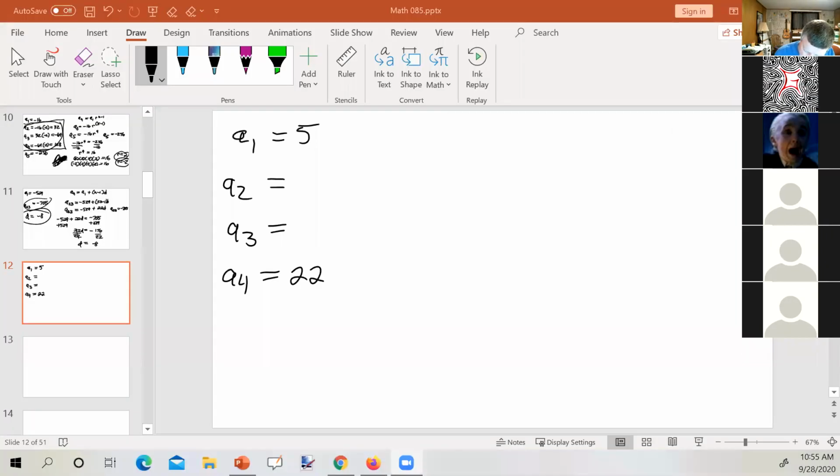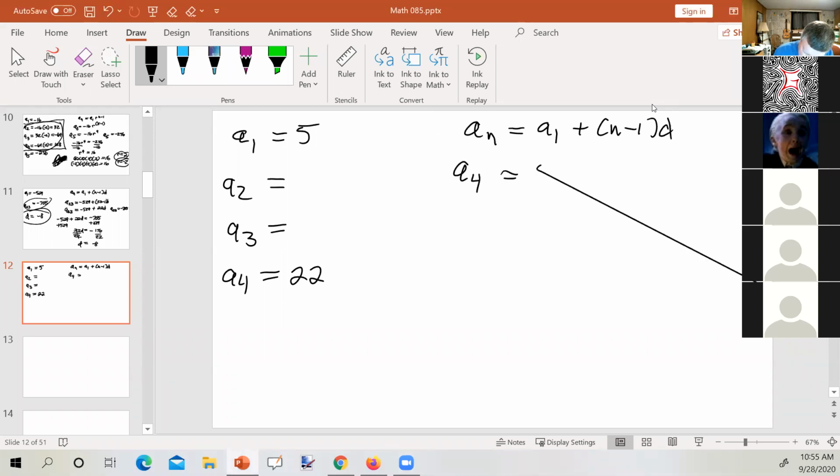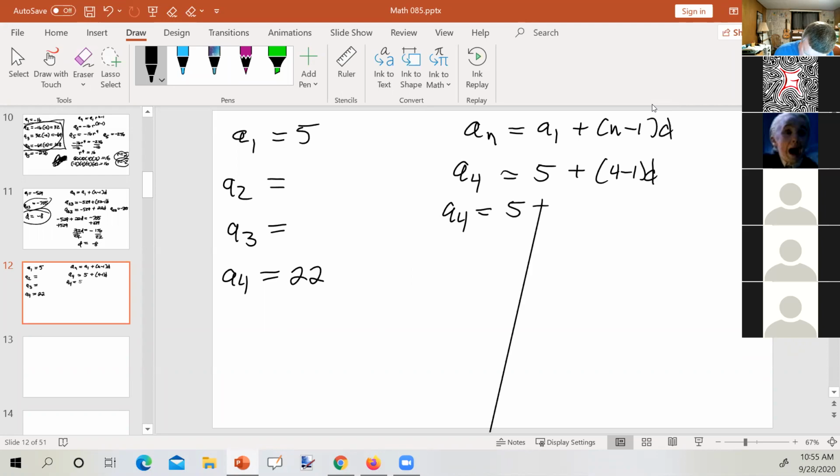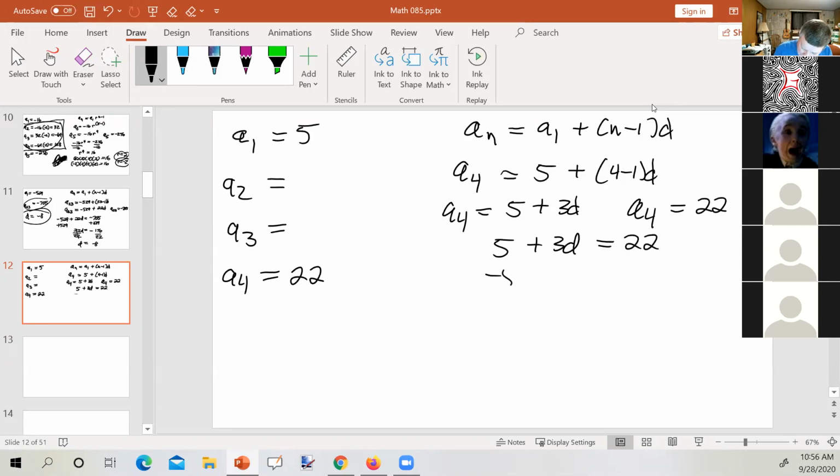So let's see here. I'm going to use a sub n equals a sub 1 plus the quantity n minus 1 times d. I know that a sub 4 equals a sub 1 plus 4 minus 1 times d. So a sub 4 equals 5 plus 3d. I also know that a sub 4 equals 22. So 5 plus 3d equals 22. Subtract 5 from both sides, and I get 3d equals 17. Okay, divide by 3, d equals 17 thirds.